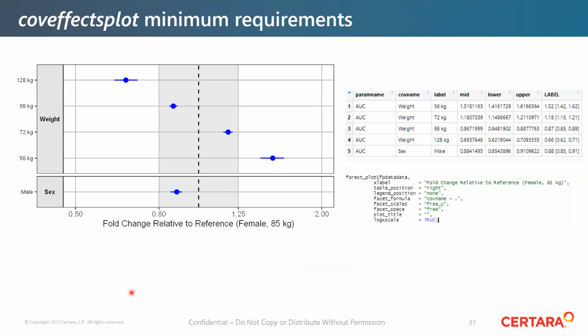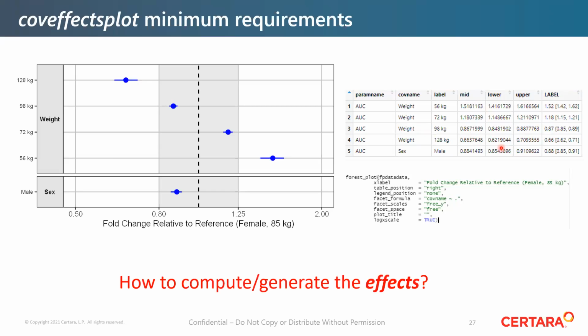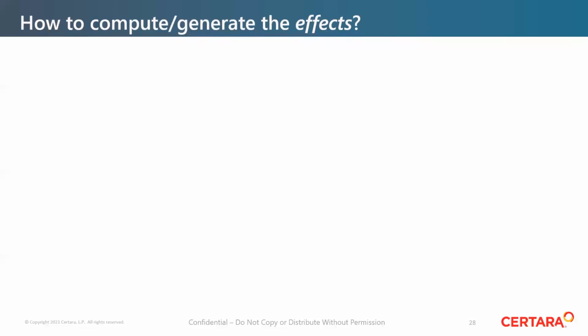The minimum requirement to use coveffectsplot is to generate the effect. We illustrate this in the paper. We generate the mid, the lower and upper, and the label is automatically done in the app, or you can generate it in code. Basically, it's just a formatted mid, lower, upper, where you define significant digits or a way to represent these numbers so that the text would make sense. But it's a big question, how can we compute or generate the effects? That will come next.